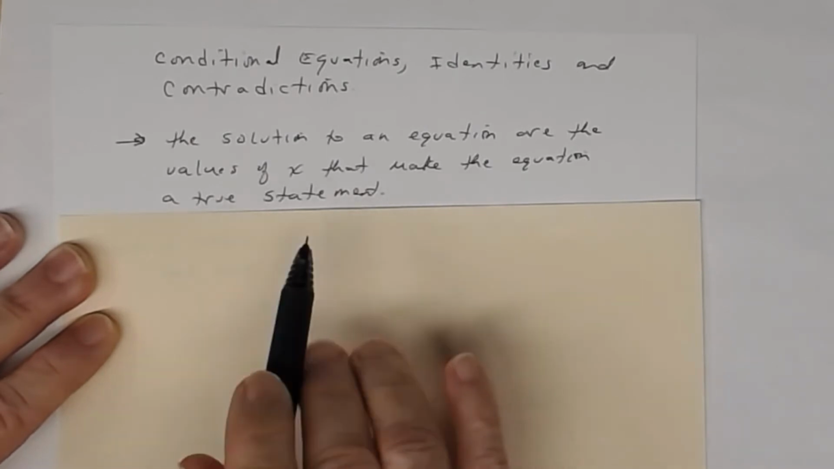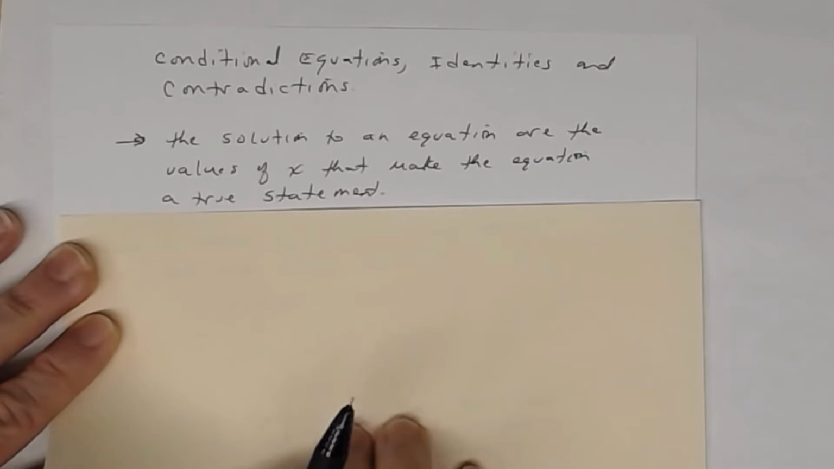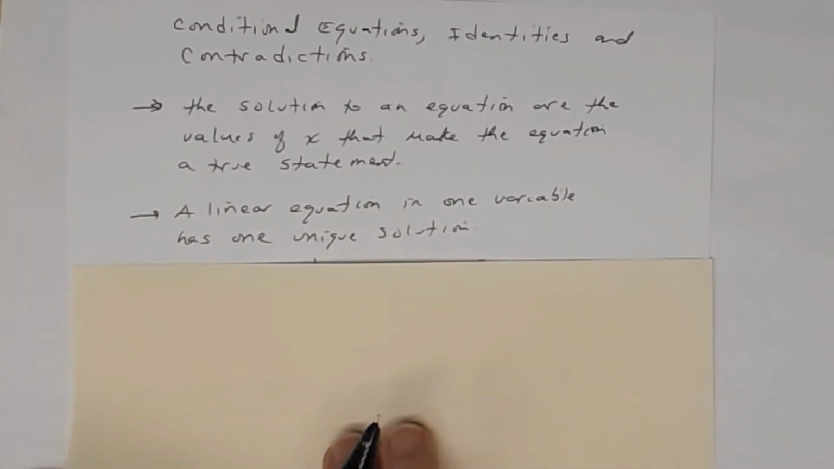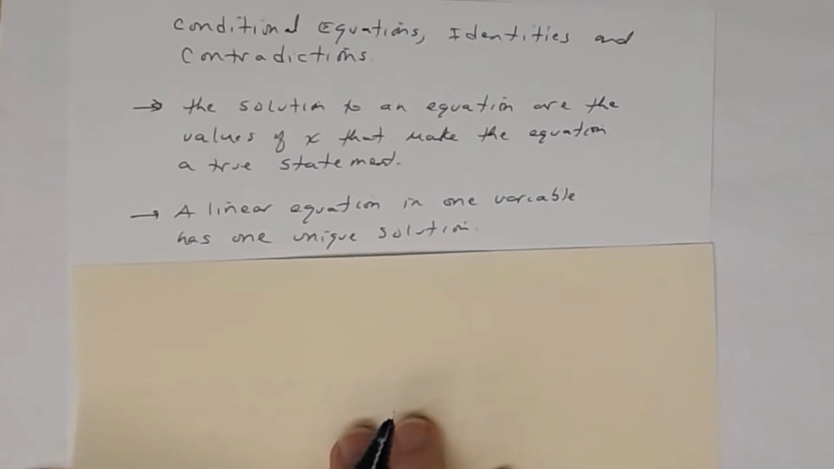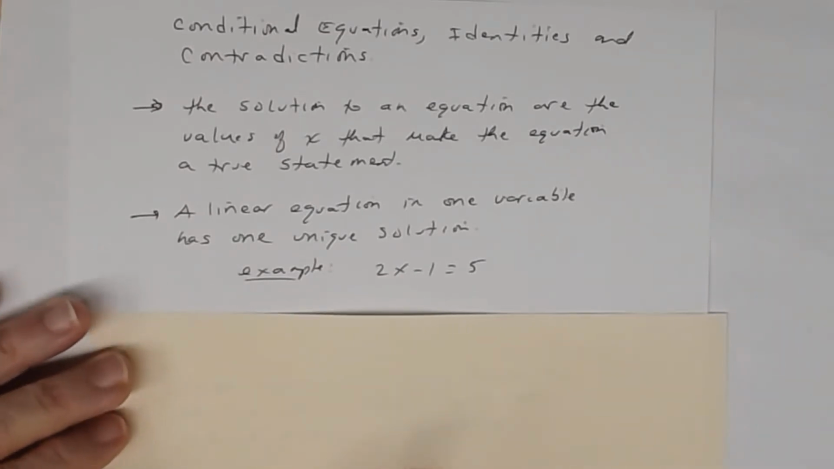When we solved equations in previous lessons, you saw what we meant by finding the solution to an equation. A linear equation in one variable has one unique solution. One unique meaning no other solution is there. It's just one solution. So let's look at this example that you can easily solve.